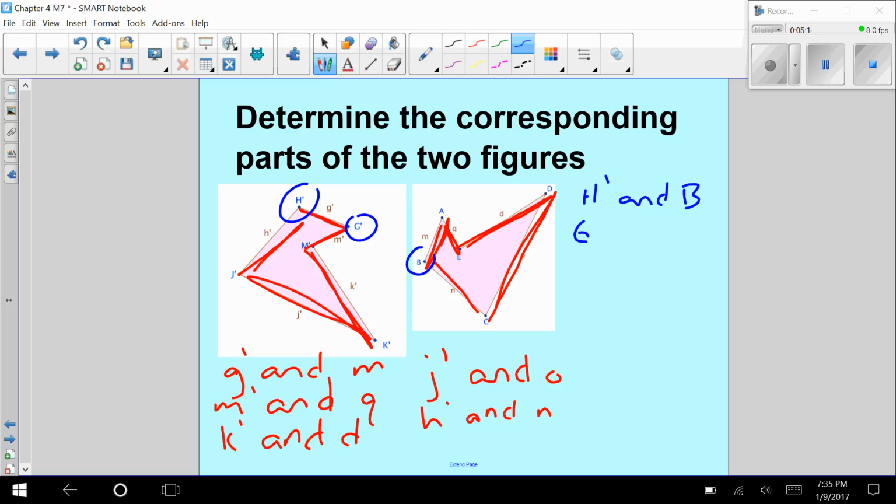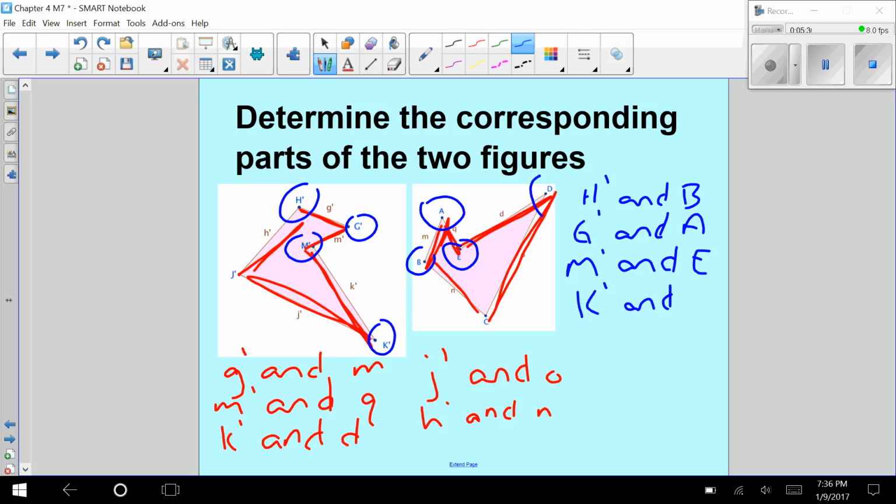G prime goes with A. M prime goes with E. K prime goes with D. And J prime goes with C. Those are our sets of corresponding parts.